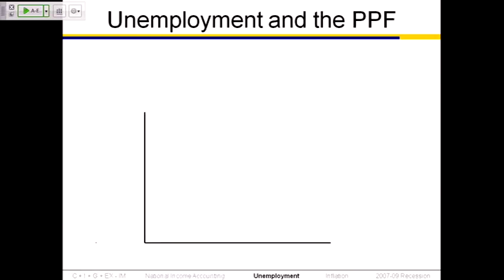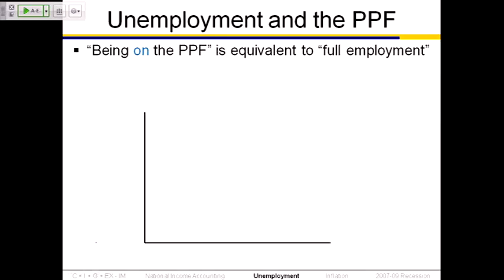All right, here we go. Next, unemployment and the production possibilities frontier. I mentioned this earlier. I just want to reiterate it because I saw some questions on Piazza related to this. Being on the production possibilities frontier is equivalent to full employment. So when we talk about an economy, let's say the economy is producing goods and services. So we take the total GDP in the economy and divide it into two groups. We'll call them goods and services.